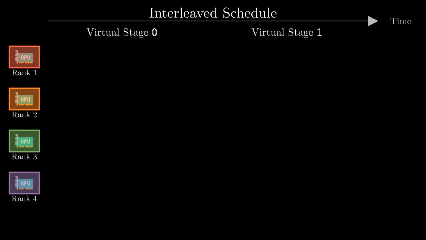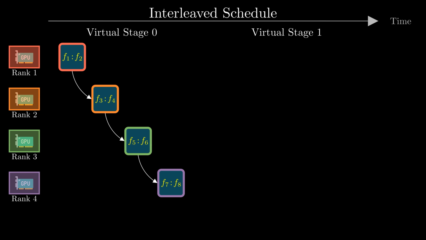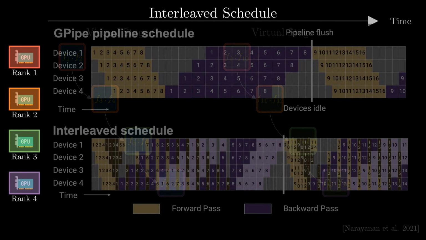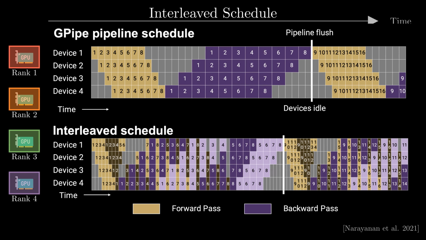Data flows through VS0 first. GPU 1, 2, 3, 4 each run their first set of layers. The output then travels back to GPU 1 for VS1 and then completes the second set of layers. Combining interleaved scheduling with micro-batching, we substantially reduce the pipeline bubbles and memory peaks.